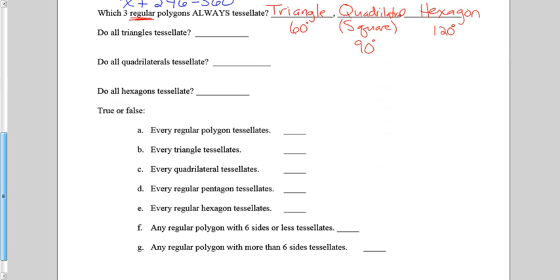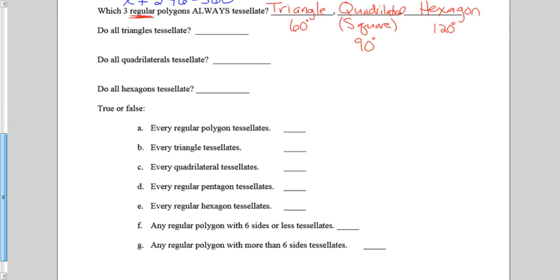So let's do these last couple questions. Do all triangles tessellate the plane? Now, we haven't actually talked about this, but yes, because all the angles in a triangle add to 180, and 180 will divide evenly into 360, then yes, all triangles will tessellate the plane. You can make any triangle you want, repeat that pattern over and over again, and it will tessellate the plane.